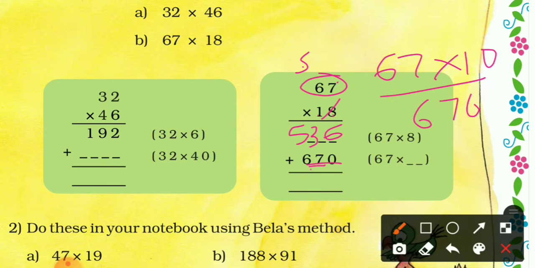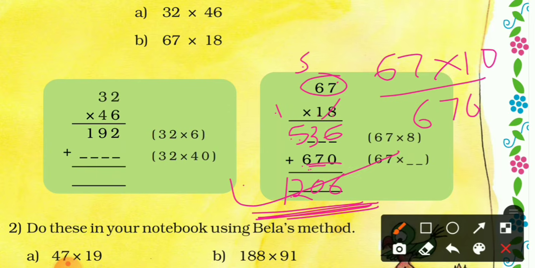Now add all the numbers. 6 plus 0 it is 6, 7 plus 3 it is 10, so 0 we will write here and 1 will be carried. So 6 plus 5 it is 11, 11 plus 1, 12. Sorry, I was just multiplying. It's just a simple addition. So 1206. In this way we will get it.